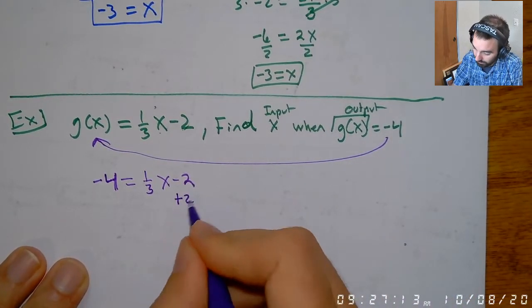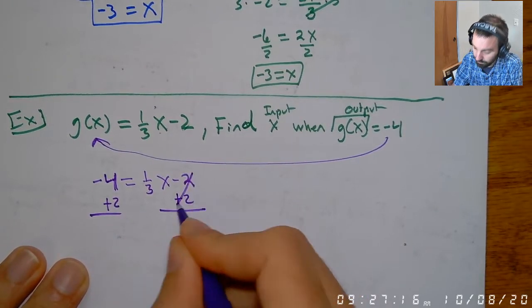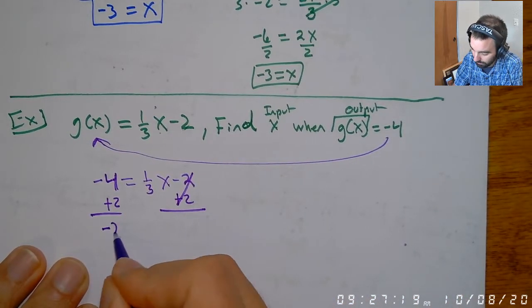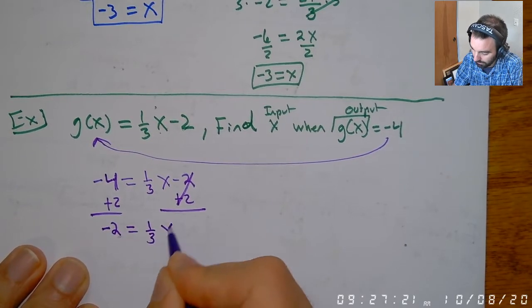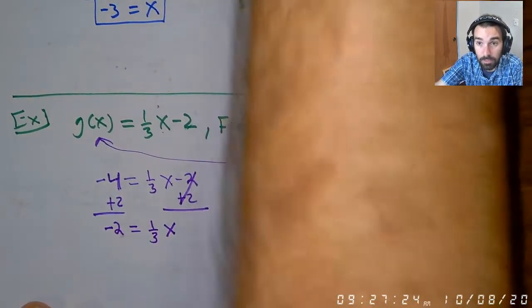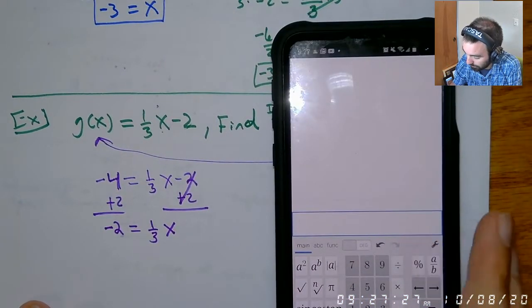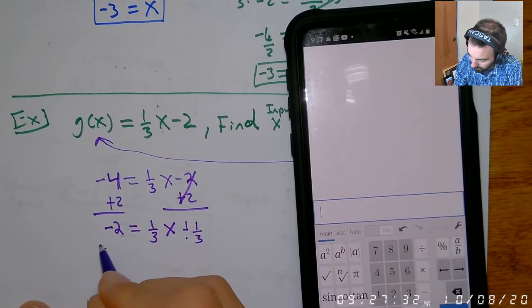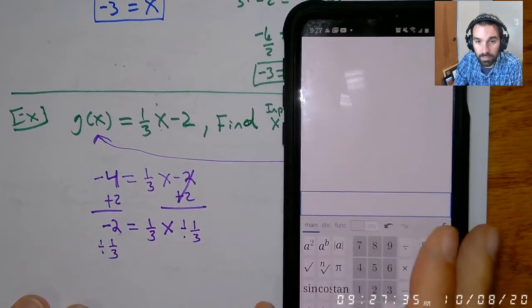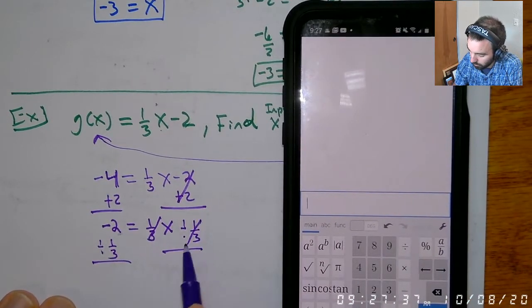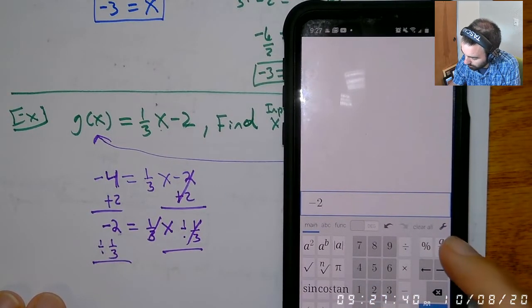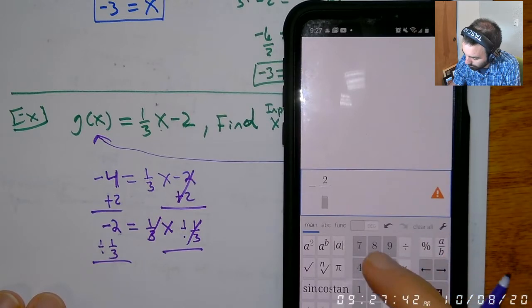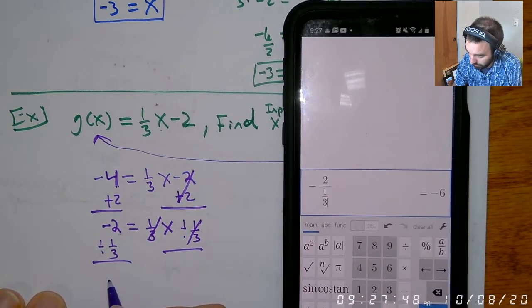I'm gonna get this x term by itself. So I'm gonna get -2 equals 1/3 x. And then I don't know about you guys, but I think using the calculator is the fastest way here. I'm going to divide both sides by 1/3. Okay, so what do we get? We get -2 divided by, and then I do the fraction button, 1/3. And I get -6. So -6 equals x.